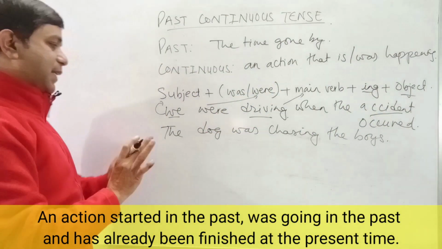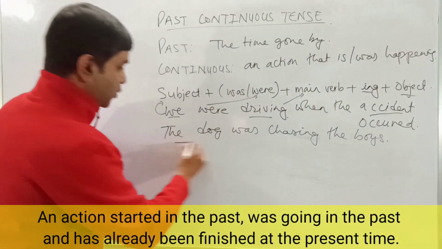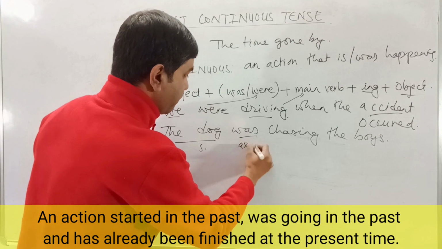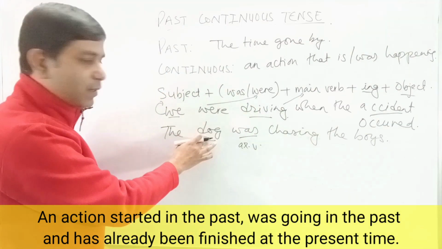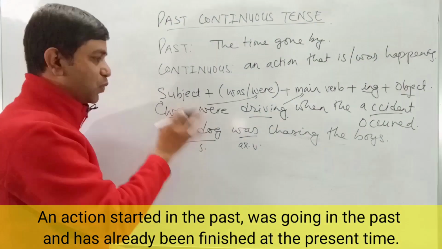Let's look at this example. The dog was chasing the boys. The dog is the subject. Was is the auxiliary verb. Was, because the dog is singular in number. There is only one dog in the sentence we are talking about, so was.